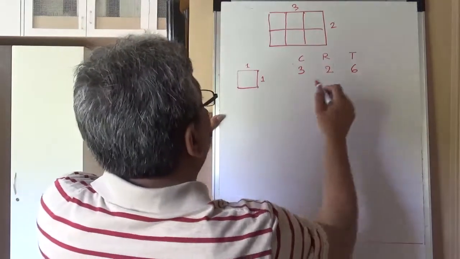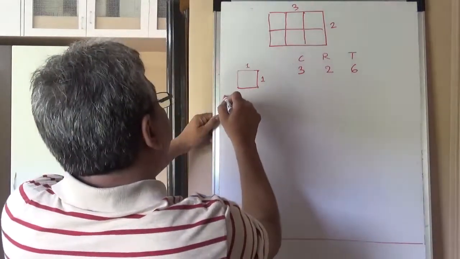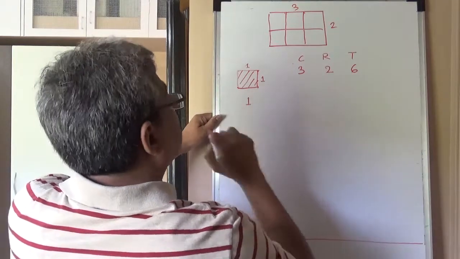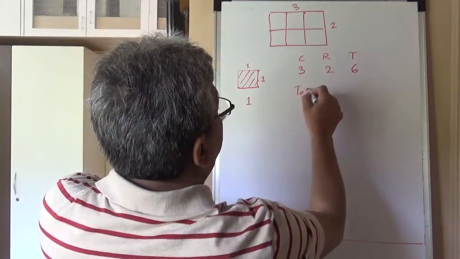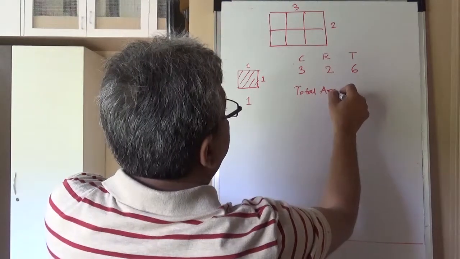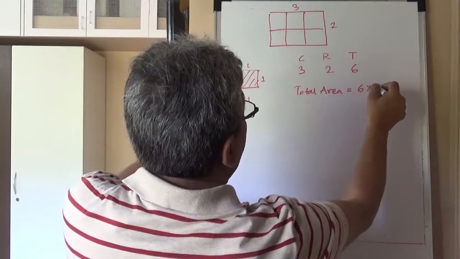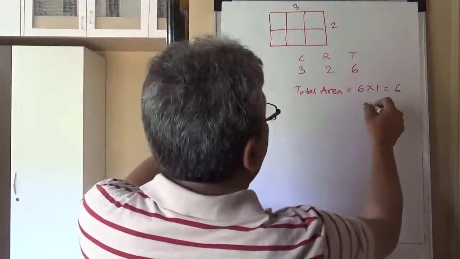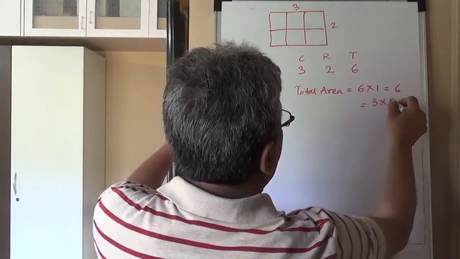Area of each unit square is 1. Therefore, total area is 6 into 1, which is equal to 6, which happens to be equal to 3 into 2.